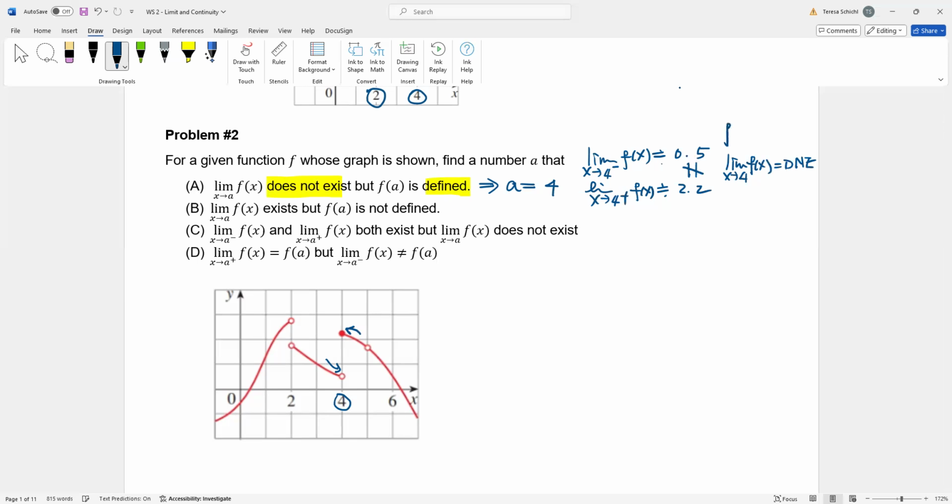But what is f of 4? Remember, f of 4 is the solid dot. So it's here, maybe 2.2. That's why a equal to 4 is the answer for this one. Let's take a look at b here. B says the limit exists, but the function value does not. So let's look at where the limit exists. The answer for a here should be equal to 5. It should be at this point here.